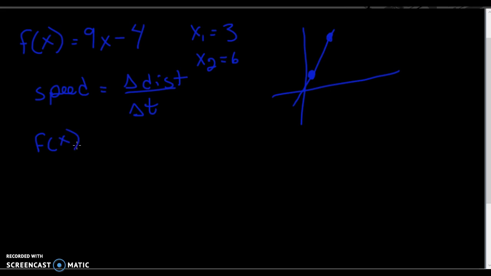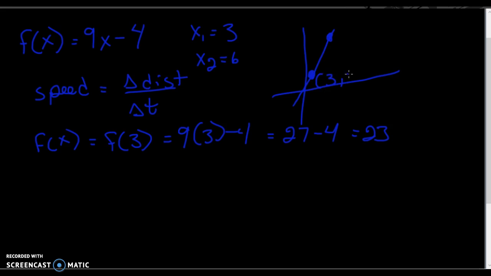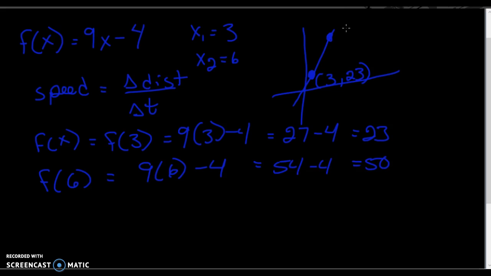So what is the function? We need to figure out what is f of x when x is equal to 3. So I want to plug 3 in for x here, and I get 9 times 3 minus 4, which is the same thing as 27 minus 4, or 23. So we know that this is going to be 3, 23. Now what is the function's value at x equals 6? 9 times 6 minus 4, 54 minus 4, or plain old 50.